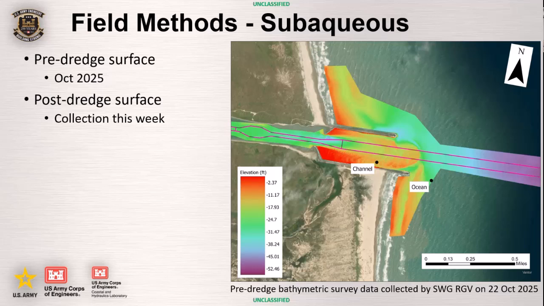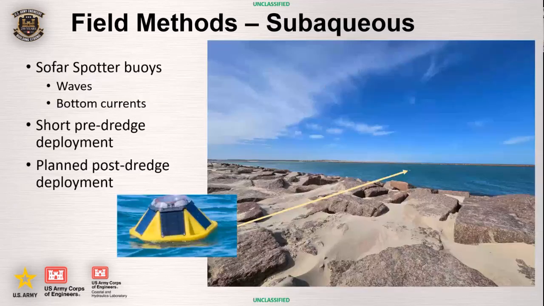And then in this map, I've marked a channel and an ocean location because before the dredging, we went out and deployed two SOFAR spotter buoys. These measure waves and water temperature. And then we also have a bottom-mounted Doppler current sensor to measure point measurements of bottom currents in the inlet and just outside the inlet.